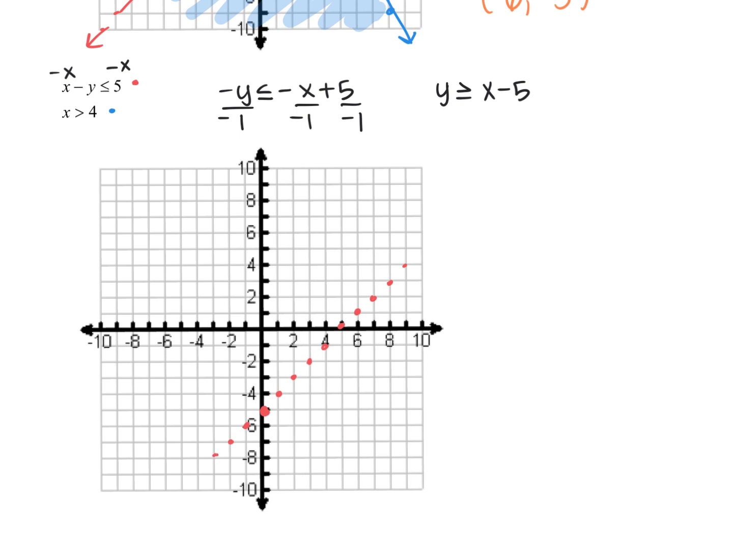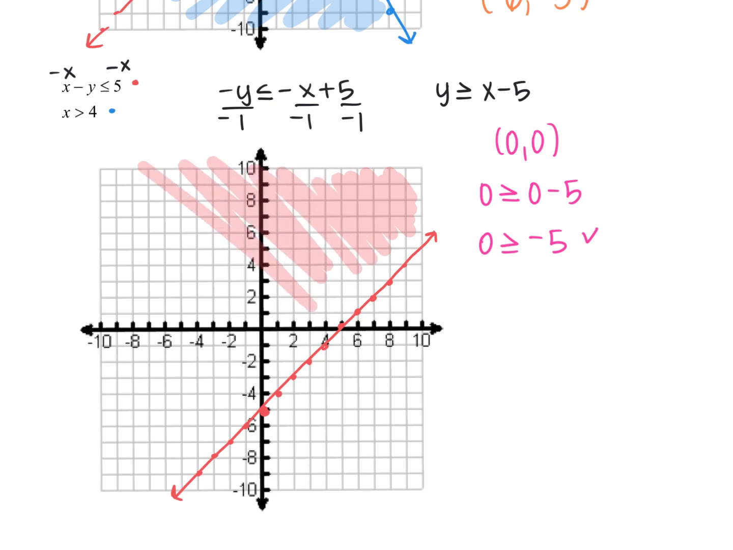And then I can go down 1, left 1. And then it's got an equal to, which means we're going to have a solid line. When it comes to my test point, I can use the point 0, 0. So I end up with 0 greater than or equal to 0 minus 5, which is 0 greater than or equal to negative 5, which is a true statement. So I'm going to shade everything above the line.